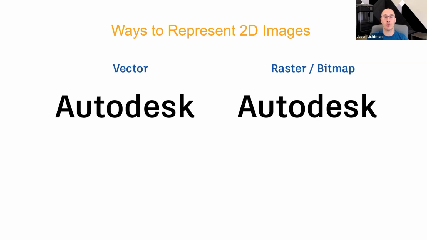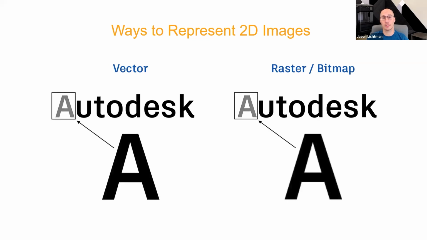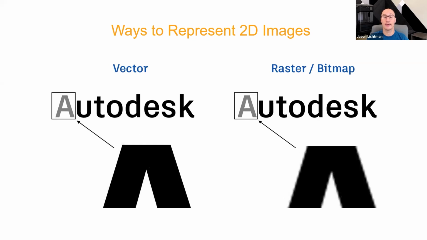When you look at them from far away, they look the same. But when you start to look at them up close, you can start to see the differences. The one on the left is a little bit more crisp. But if we start to zoom in further, now you really see the difference. The one on the left is still very crisp. The one on the right is a little bit more blurry, actually a lot more blurry.